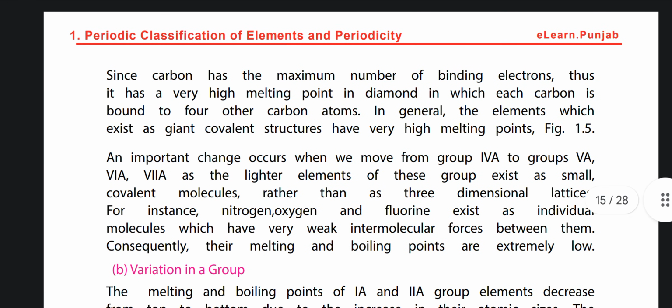Since carbon has the maximum number of binding electrons, it has a very high melting point in diamond, in which each carbon is bound to 4 carbon atoms. In general, the elements which exist as giant covalent structures have very high melting points, as given in figure 1.5. An important change occurs when we move from group 4A to group 5A, 6A and 7A, as the lighter elements of these groups exist as small covalent molecules rather than as three-dimensional lattices. For instance, nitrogen, oxygen and fluorine exist as individual molecules which have very weak intermolecular forces between them. Consequently, their melting and boiling points are extremely low.